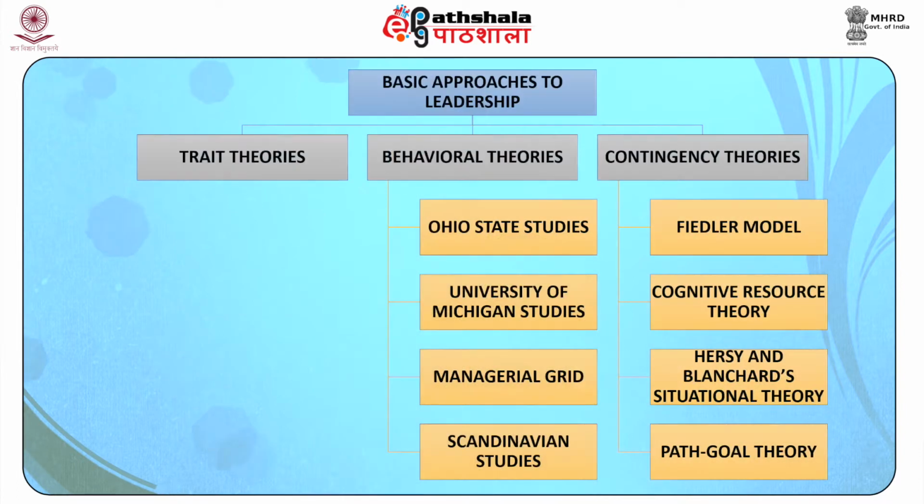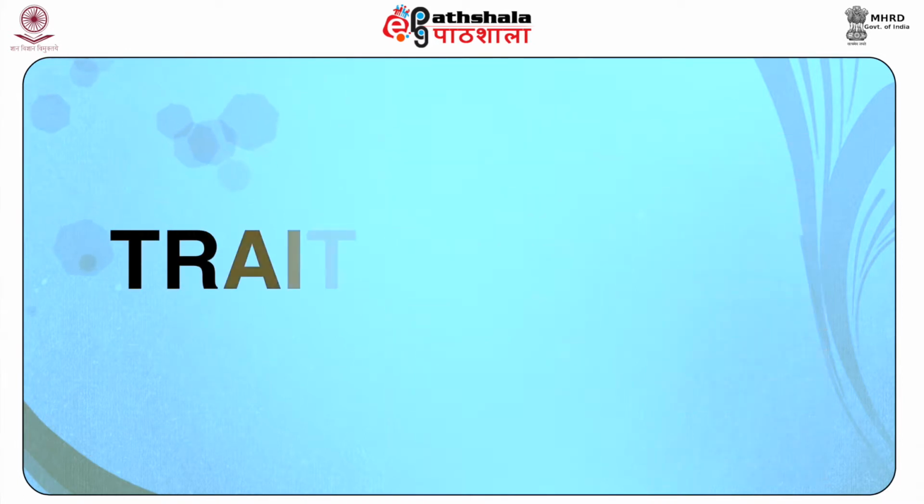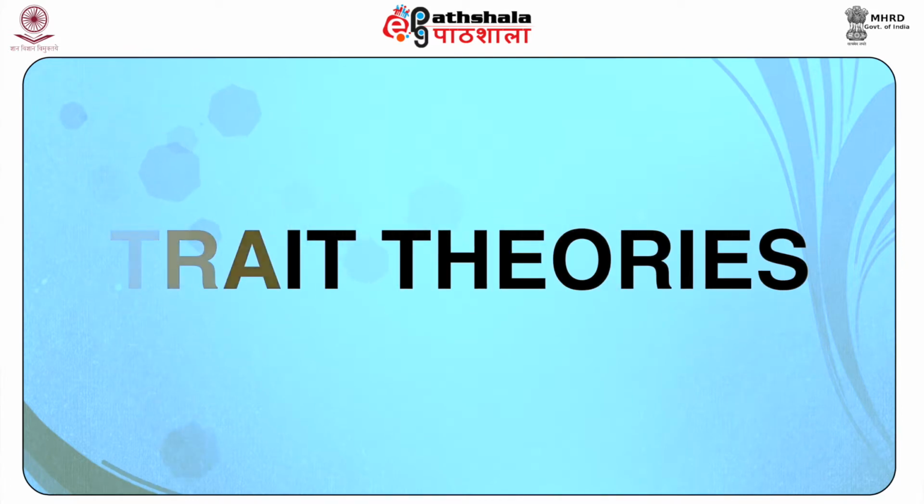The most important approaches to leadership are the trait theories, the second is the behavioral theories, and the third is the contingency theories. Under behavioral theories, we have the Ohio State Studies, University of Michigan Studies, Managerial Grid, and Scandinavian Studies. Under contingency theories, we have the Fiedler model, cognitive resource theory, Hersey and Blanchard situational theory, and path goal theory. First, we will start with the discussion of trait theories.